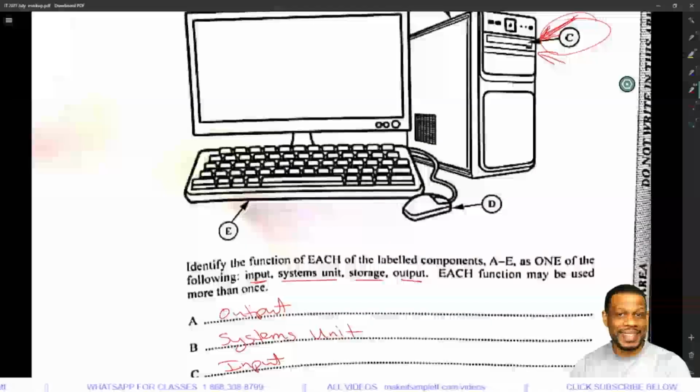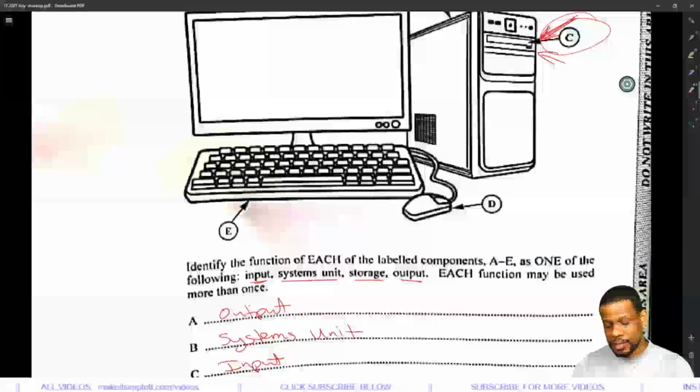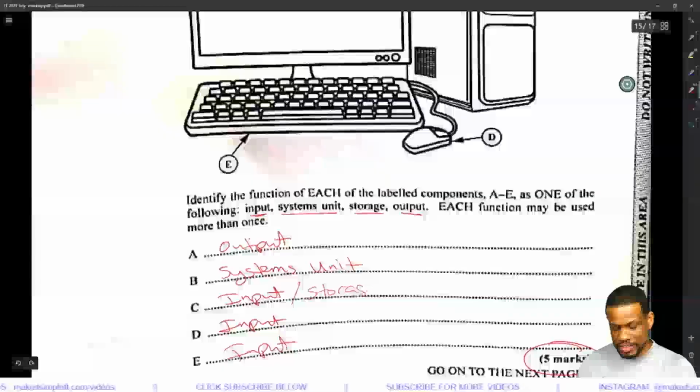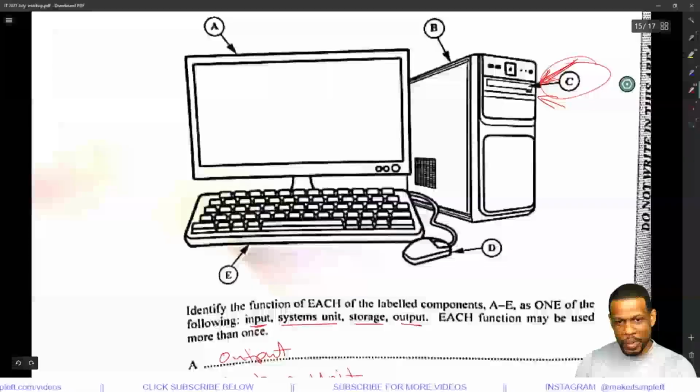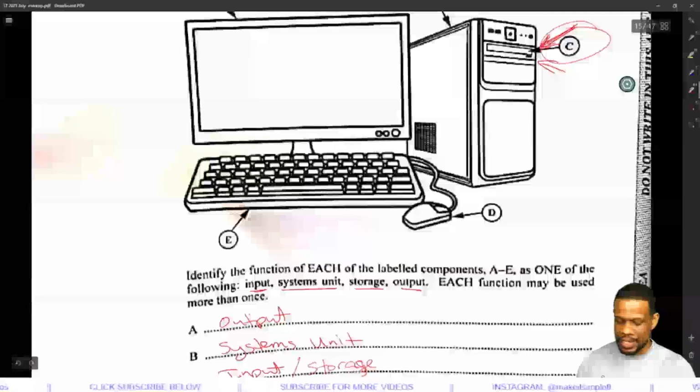They are not pointing to any storage device. Do you understand where I'm coming from? I was saying, I believe they're going to have to accept input or storage here, because what they're trying to get you to think of is what goes inside there, but they point to an actual drive that reads information, so it's actually an input device.